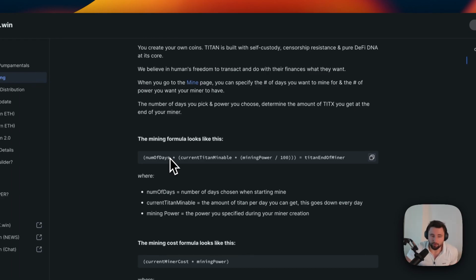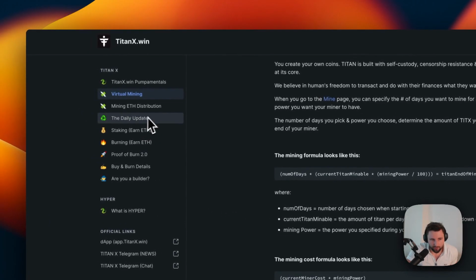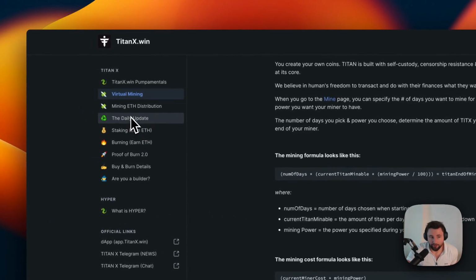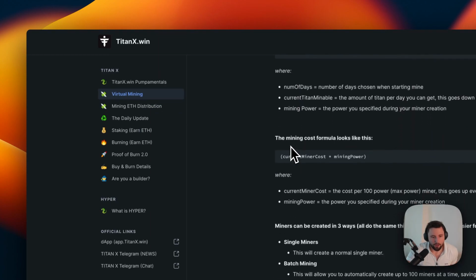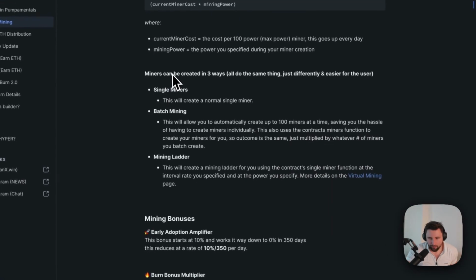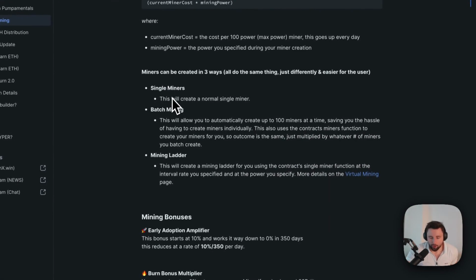And this moves up over time, as you can see in the daily update. This is an extremely important section that I highly recommend everybody read. So miners can be created in 3 ways. Single miners. This will just create a normal single miner. This is what people will use if they just want to create one miner.